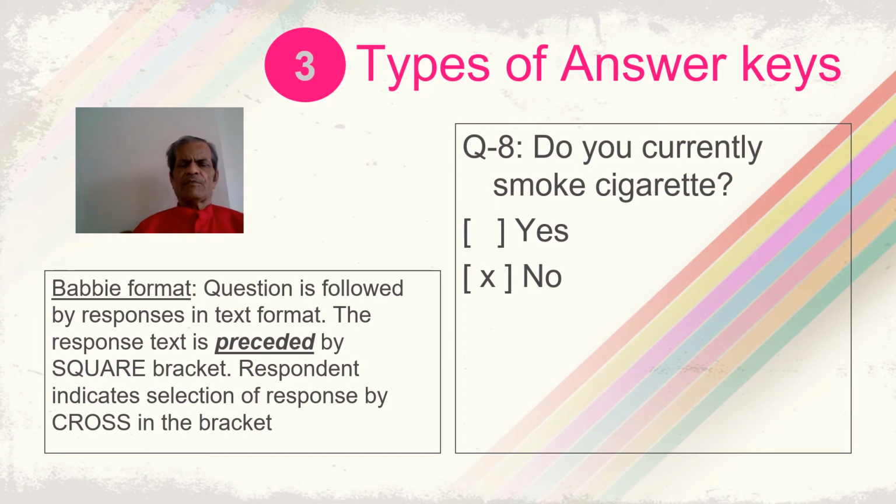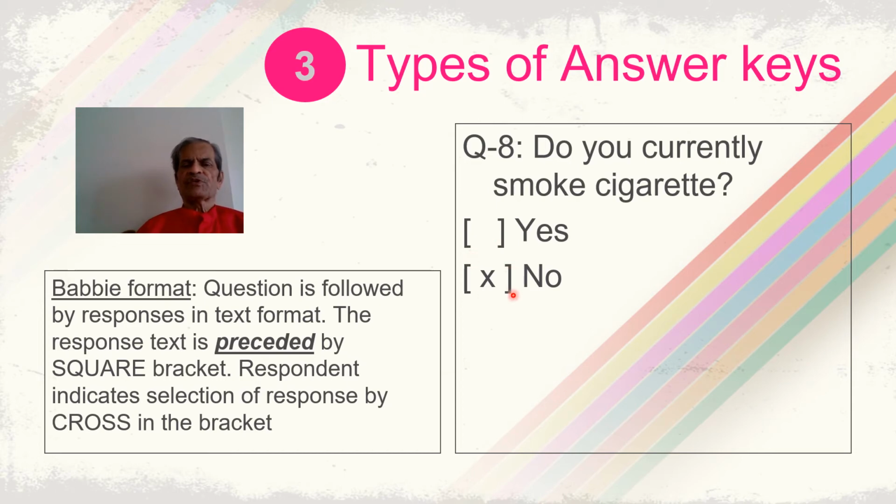Now let us discuss the types of answer keys. The answer key that is placed in front of you is called the baby format type of answer key. Here the question is followed by the response in text format. So this is the question: do you currently smoke cigarettes? And the possible response could be yes or no. Then the response text is preceded by a square bracket.